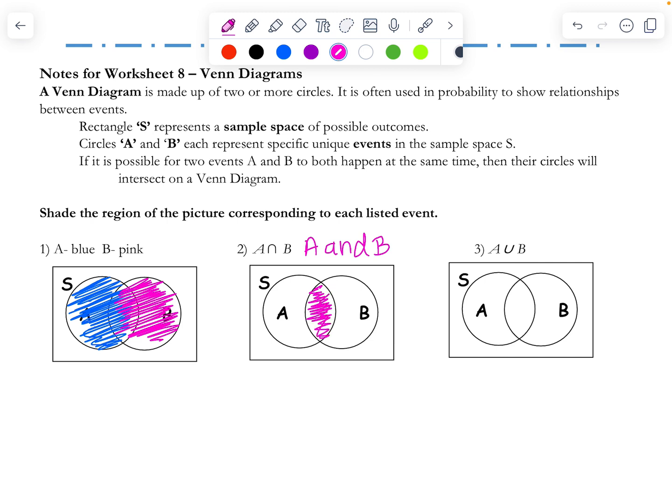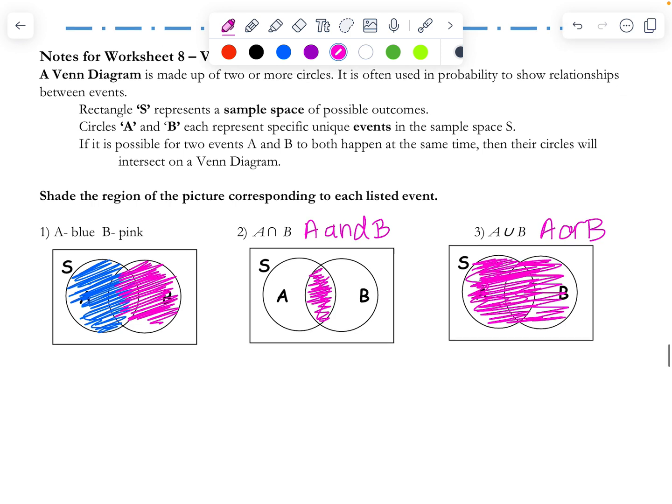Now this next one is A or B. A or B is going to be all of it. I'm going to shade in every single part of it. I know this seems kind of silly, but this is definitely going to help us later on. You might think, I don't understand why we're doing all this, but it is going to help us with our problems.